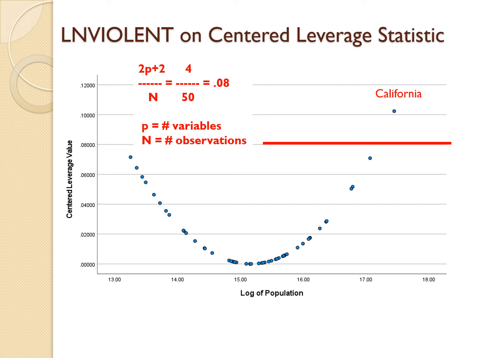California is a candidate for pulling this line. It may have undue leverage on our line. Again, it's in line with our population theme. Now, in the others, we had the small states sticking out, but on this one, we have California sticking out. So again, it's the largest population state, so it has something to do with population.